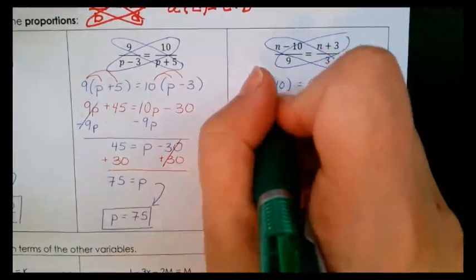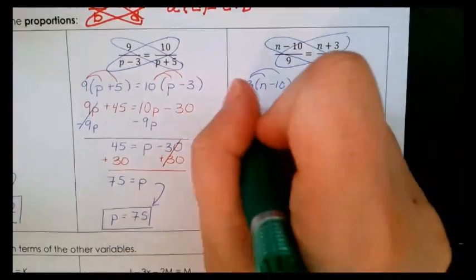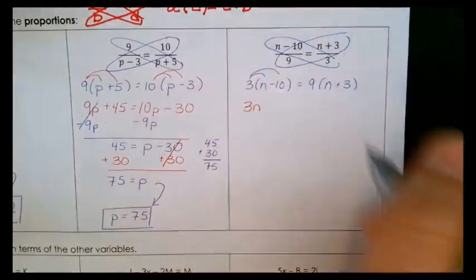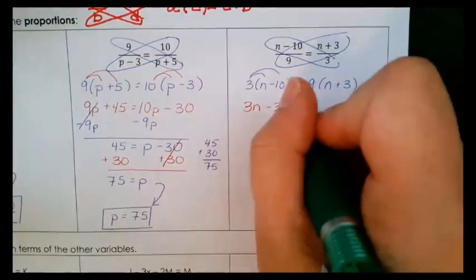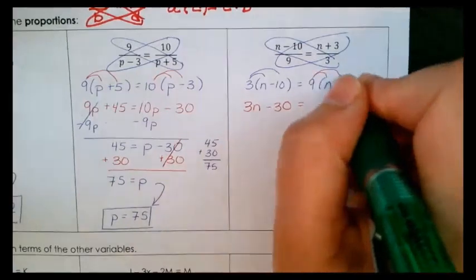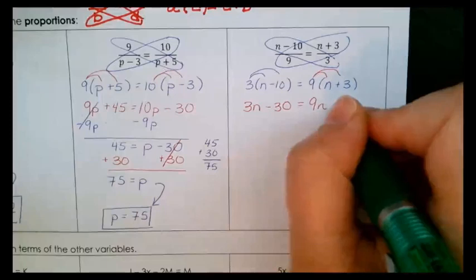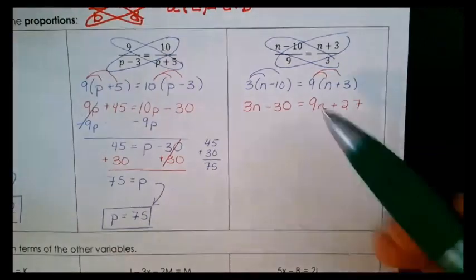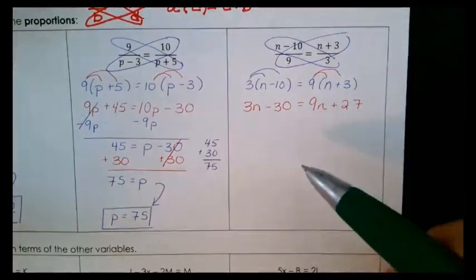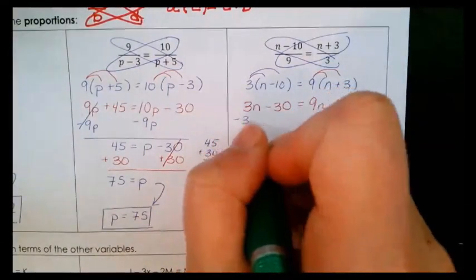Now, 3 needs to distribute to both terms, so I'm going to get 3n. 3 times negative 10 is negative 30. Equals 9 distributed to both, 9n. 9 times 3 is 27. Again, look for your larger variable term. In this case, it's the 9n. So you want to start with the variable terms, and now I'm going to bring the 3n over to the right by subtracting 3n.